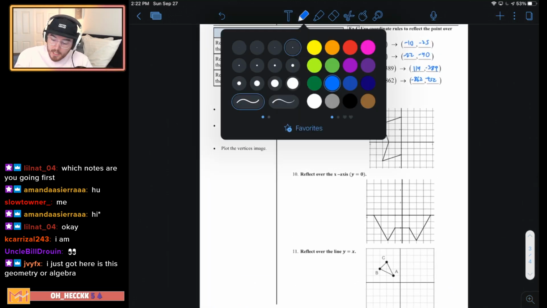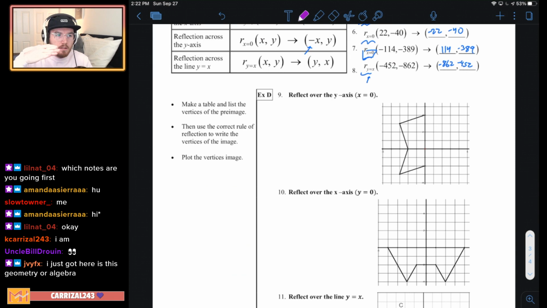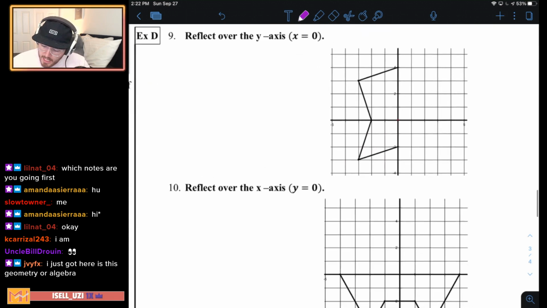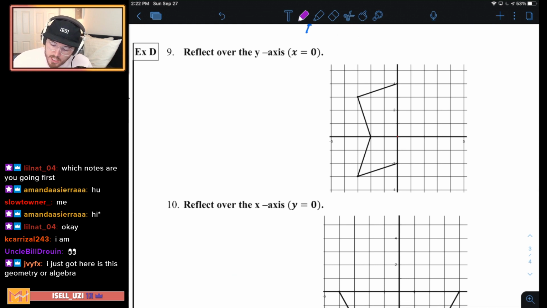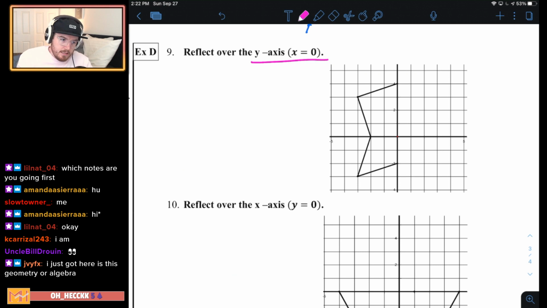These are super quick and easy. Especially if you've printed out the notes and you're following along with me, you can do this super physically and really manipulate it and have a good idea of what's happening here. So it says reflect over the y-axis. The y-axis is this guy here. So I'm reflecting over this axis.